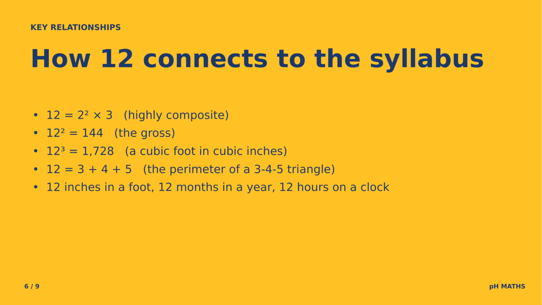Key relationships. 12 equals 2 squared times 3. 12 squared is 144, the gross. 12 cubed is 1728, a cubic foot in cubic inches. And here's a beautiful one. 12 equals 3 plus 4 plus 5, which is the perimeter of the 3, 4, 5 right triangle. Plus 12 inches in a foot, 12 months in a year, 12 hours on a clock face.